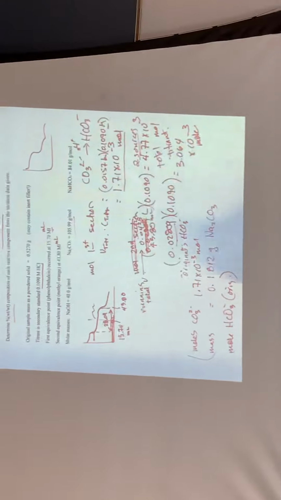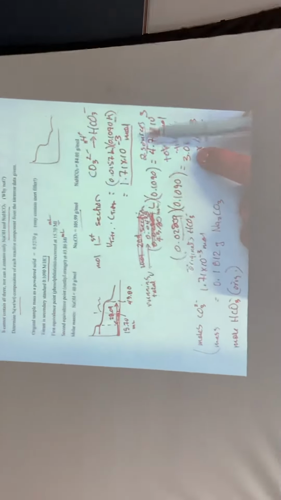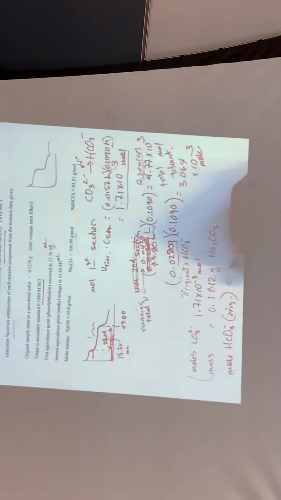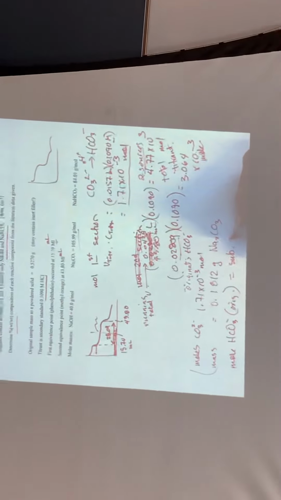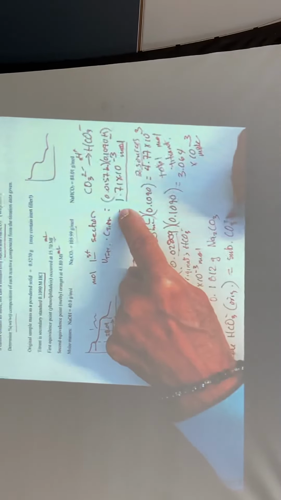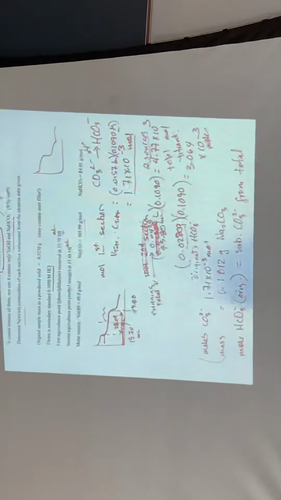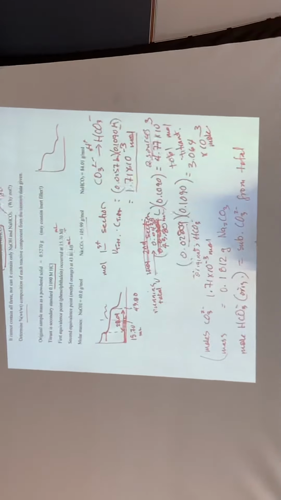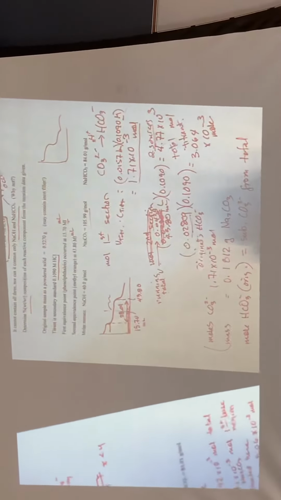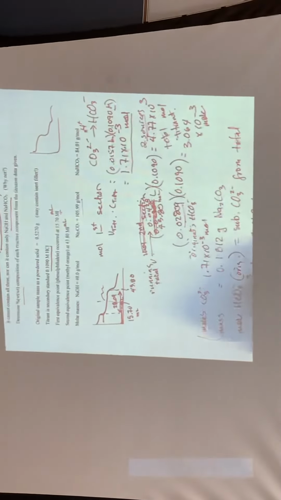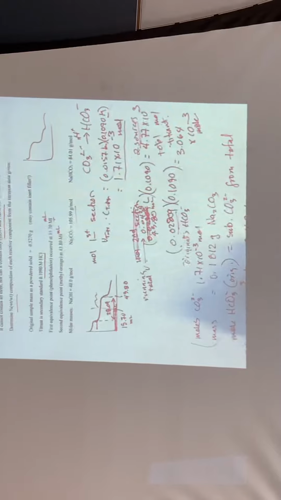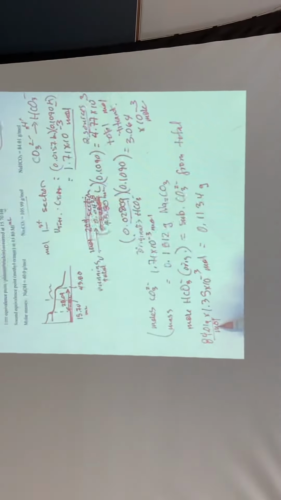Okay, so the moles that I get by subtracting this from the total, I get the original, so subtracting the carbonate from the total, and I get, that gave me 0.1134 grams from 1.35 times 10 to the minus third moles times the molar mass, which is 84.01 grams per mole. Okay, so here's the molar mass times the number of moles.